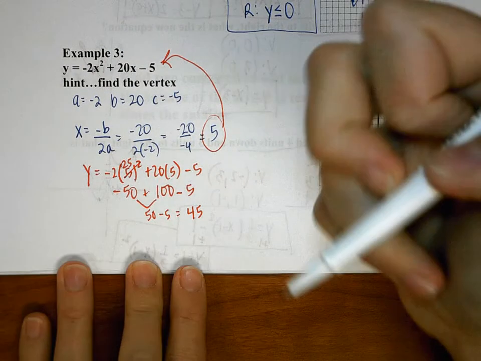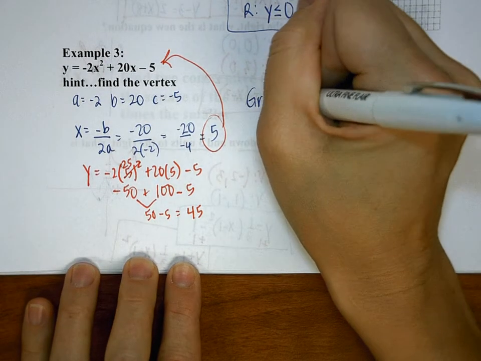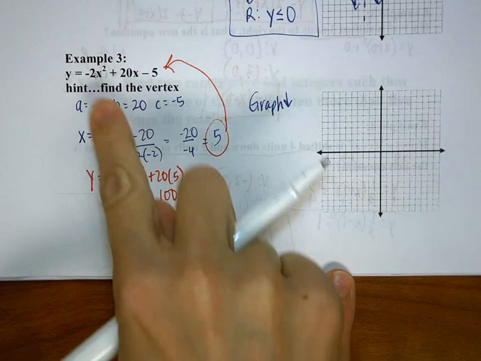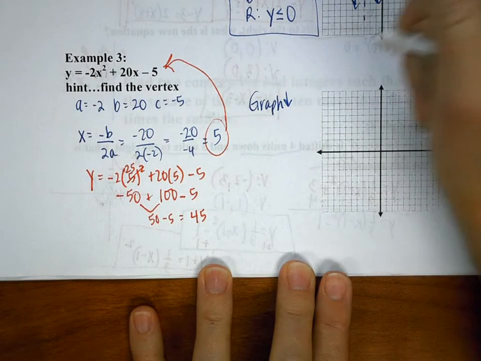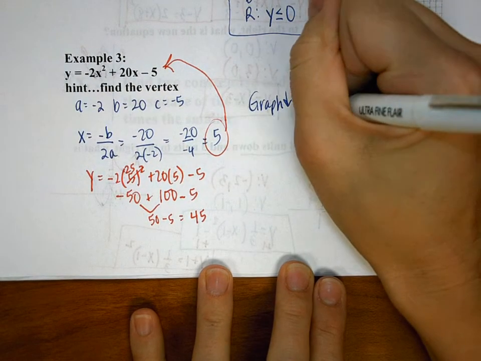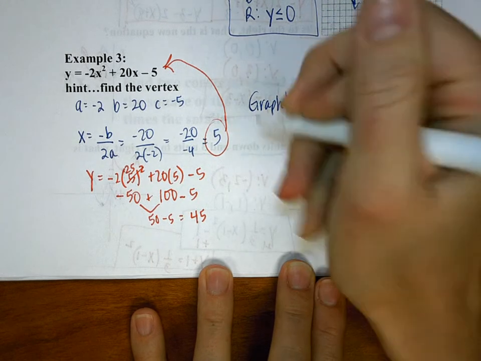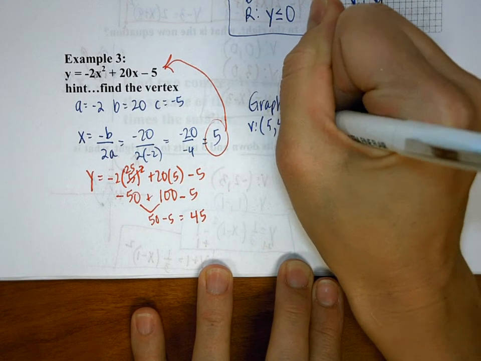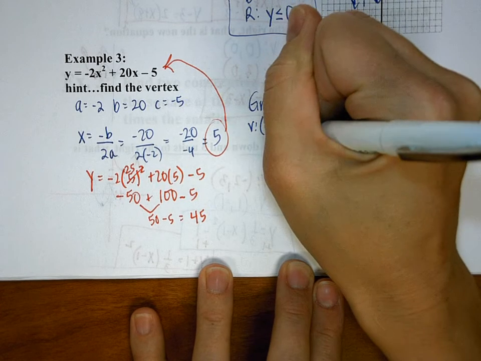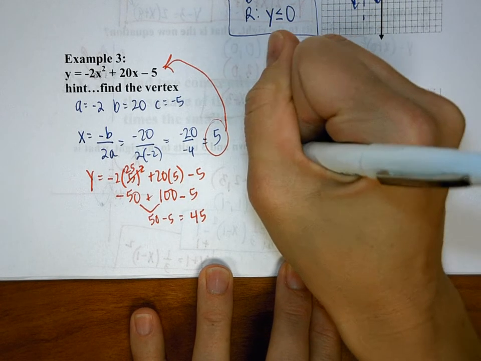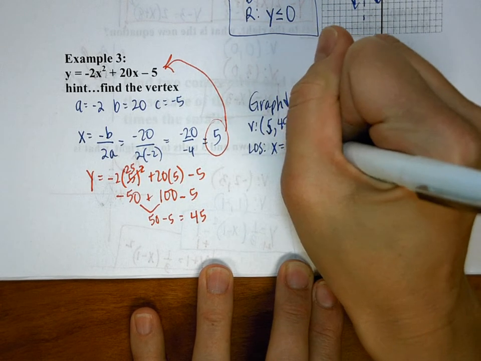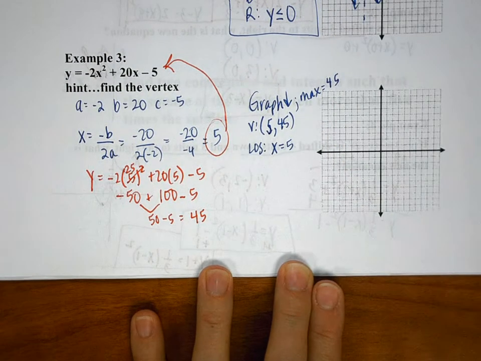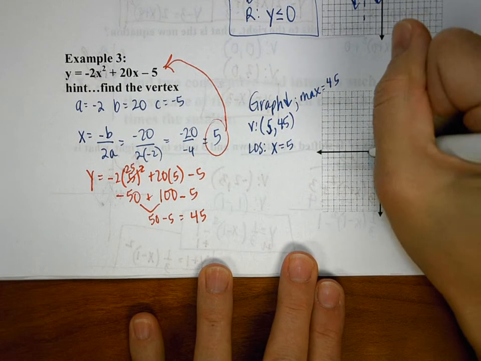So when we go over here, our graph is going which way? Down. Very good, because our a value was negative, which means if it's going down, there is a maximum value. Our vertex we found is at 5, 45. Since we know our vertex, we know that our line of symmetry is x equals 5, and our maximum value is 45. So if we graph it, we go right 5, 1, 2, 3, 4, 5.